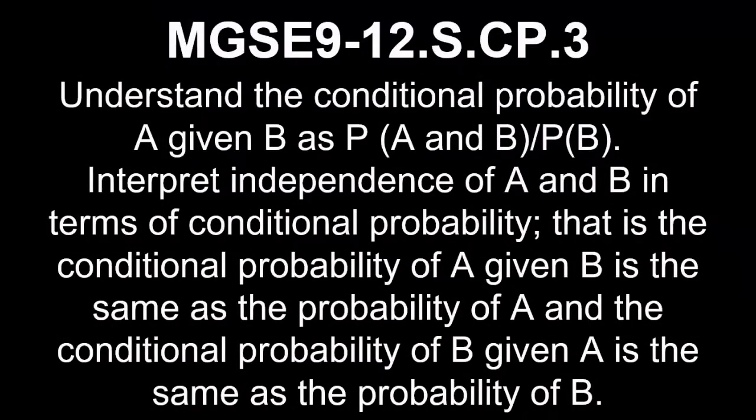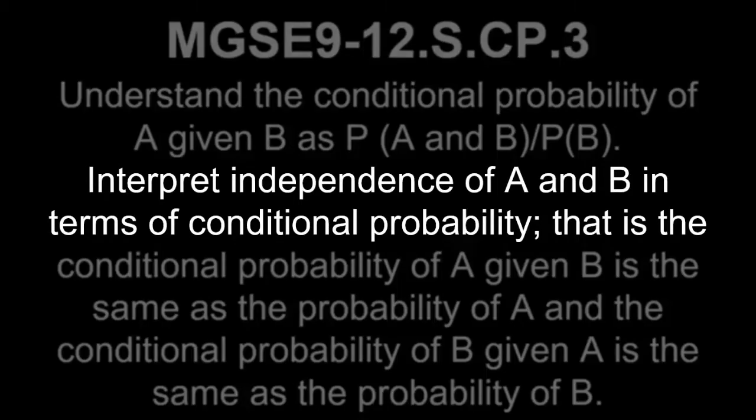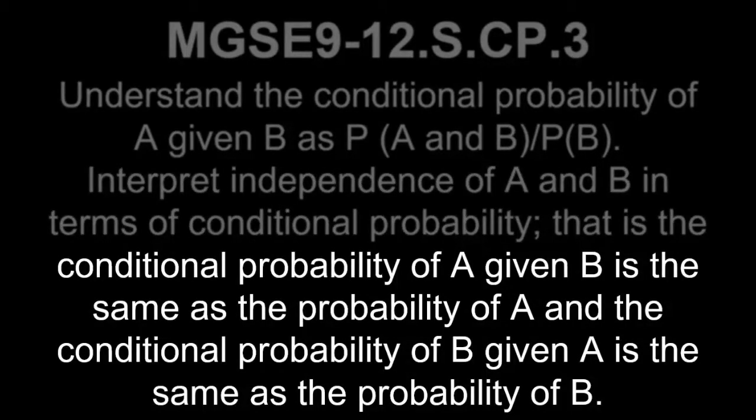The second part of Standard SCP-3 asks students to interpret independence of 2 events in terms of conditional probability, showing that if 2 events are independent, the probability of A given B is just the probability of A, and vice versa for B. In other words, 2 events are independent if knowing that one event has occurred has no effect on the probability that the other has occurred.